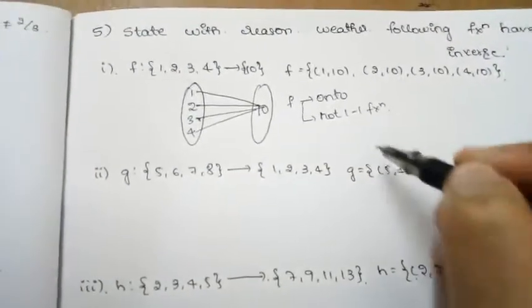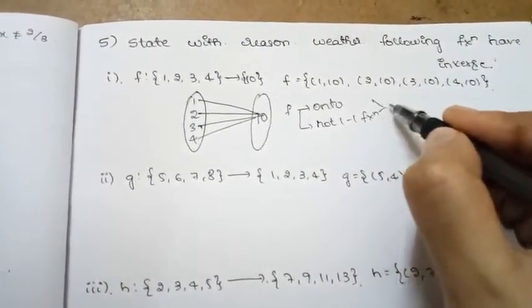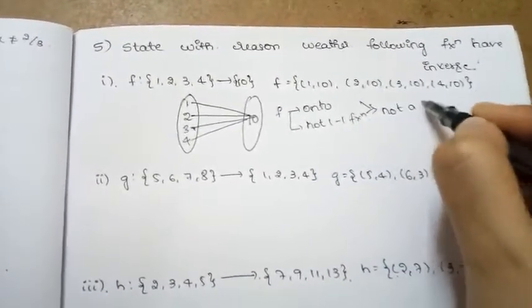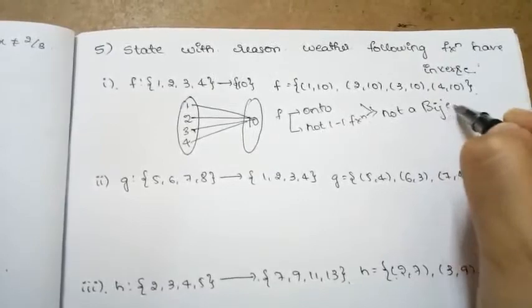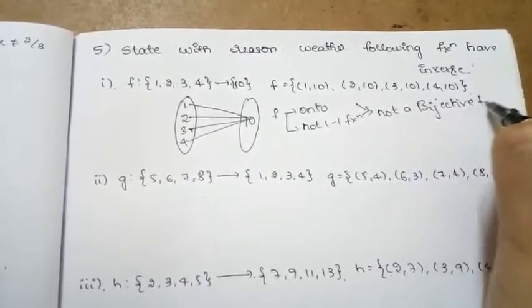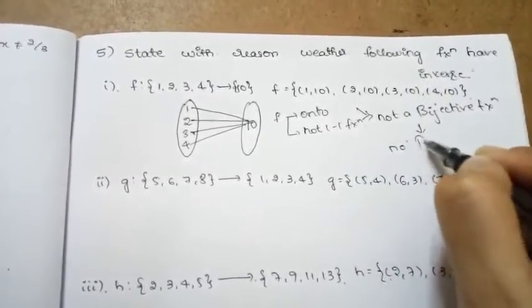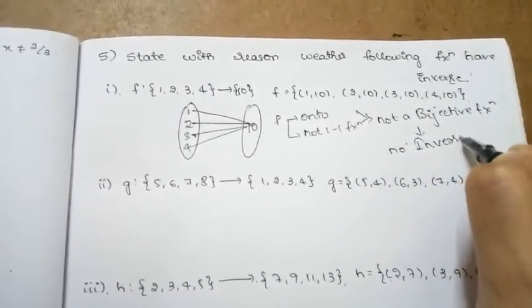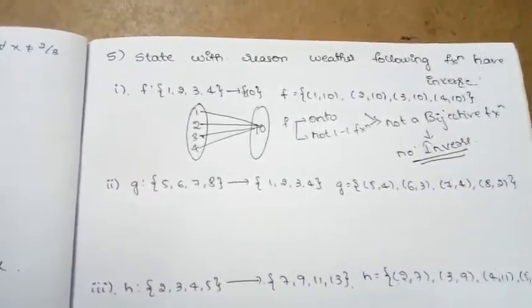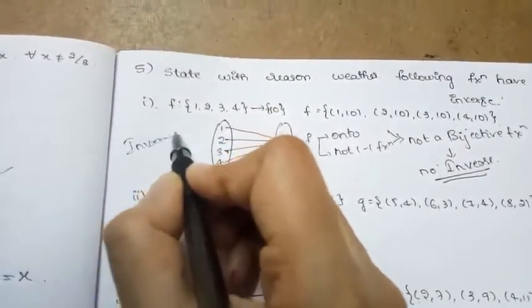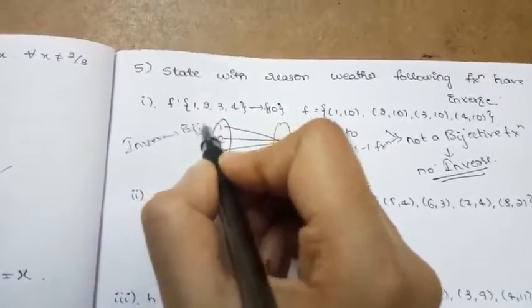Since the function is not one-one, it is not a bijective function. Since it is not a bijective function, what does this imply? It has no inverse. Because the inverse exists if and only if the function is bijective. If a function has an inverse, then it is a bijective function.